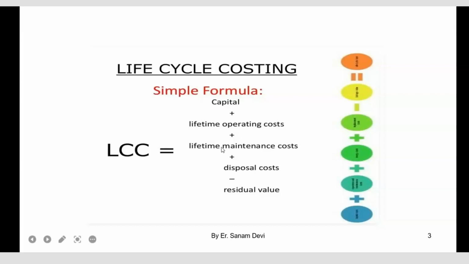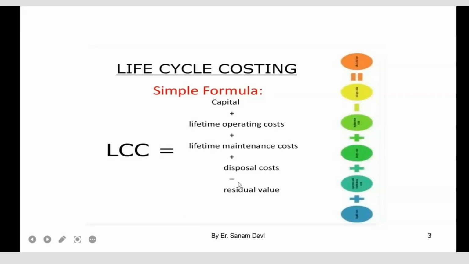Then lifetime maintenance cost. What is lifetime maintenance cost? Means if I am riding my bike, after some time I need to change my wheels, I need to change my color, I need to change my seat cover, I have to repair my brakes. All these things come under maintenance cost.